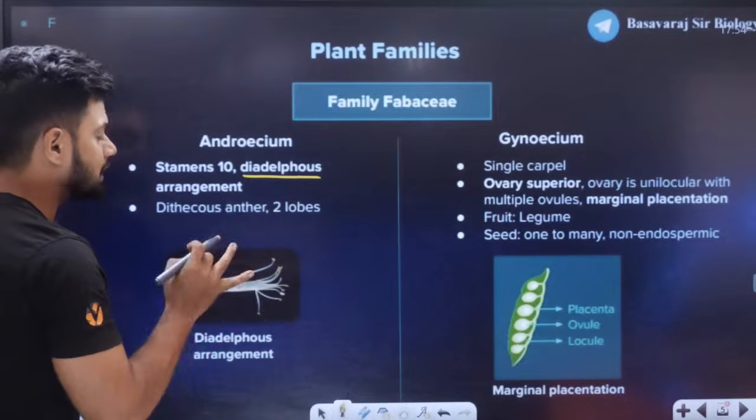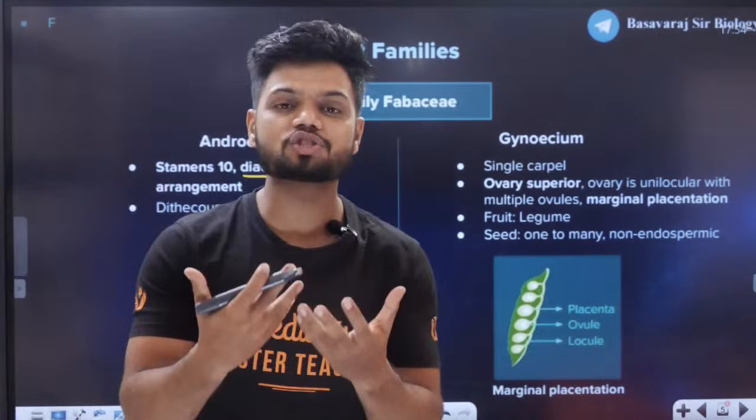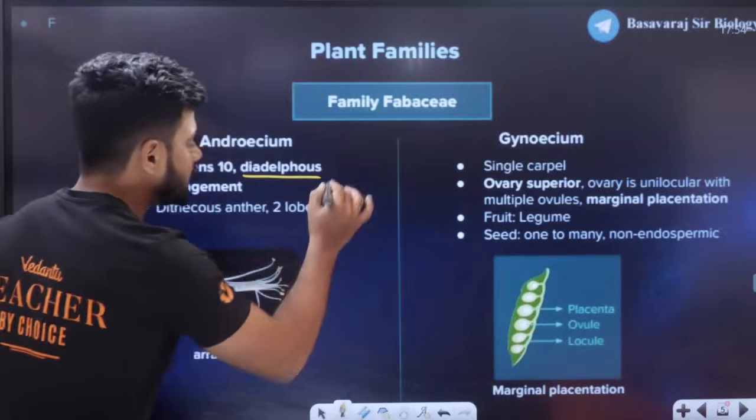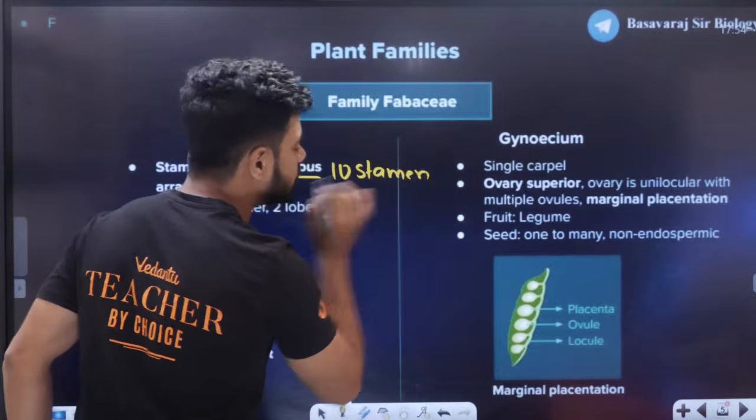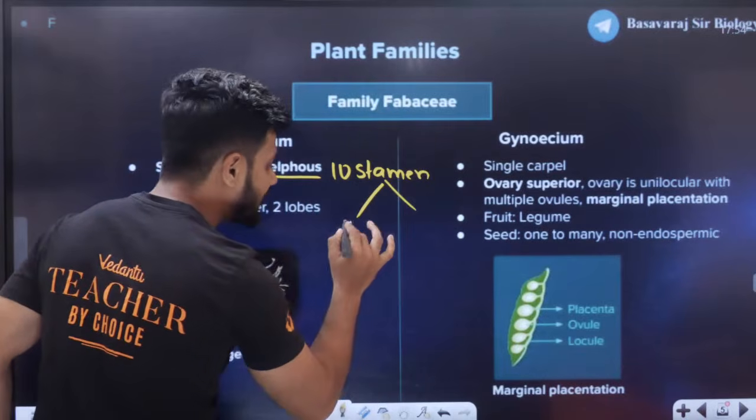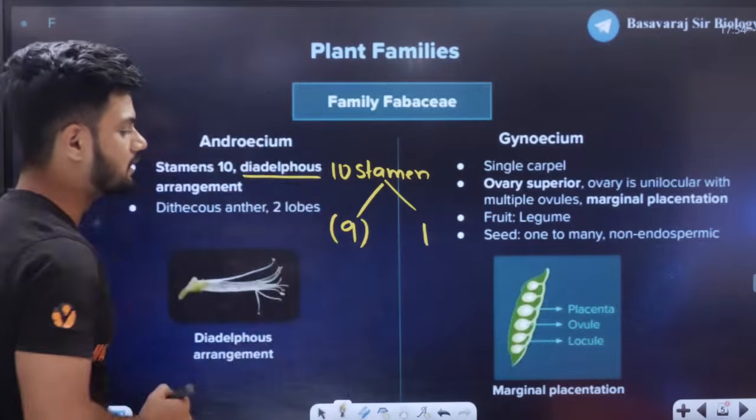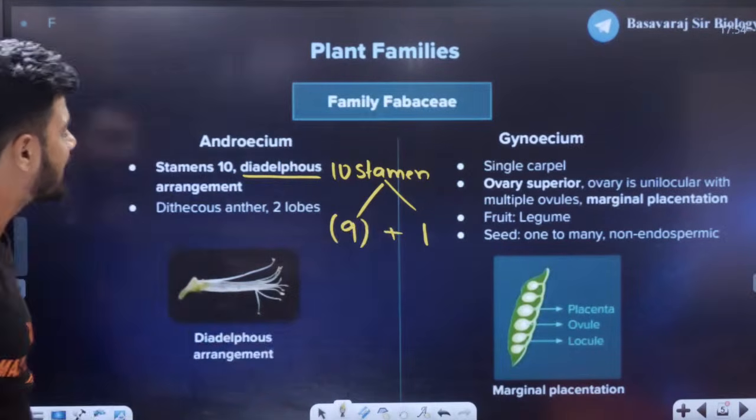Diadelphous condition is a condition where filaments are joined in two separate bundles. For example, if I have 10 stamens, or 10 filaments, 9 are fused into one bundle and 1 is alone and single. So 9 plus 1 condition, that is diadelphous condition.